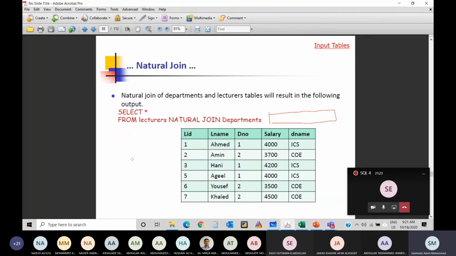This one. What about this one? It is also an inner join, but what kind of inner join? It is a natural join. In a natural join, you don't have to write the condition. It will automatically be written for you. But make sure that the column name is repeated twice. Any question?